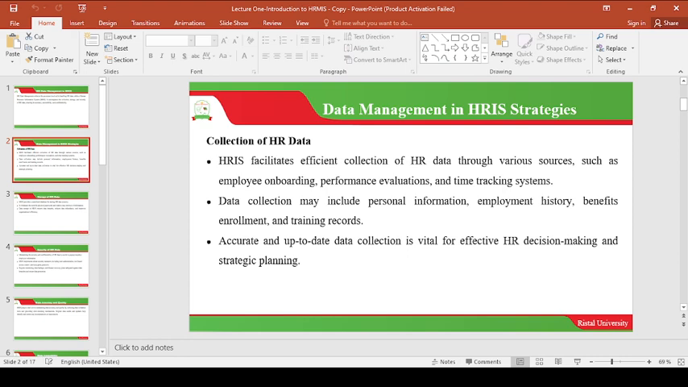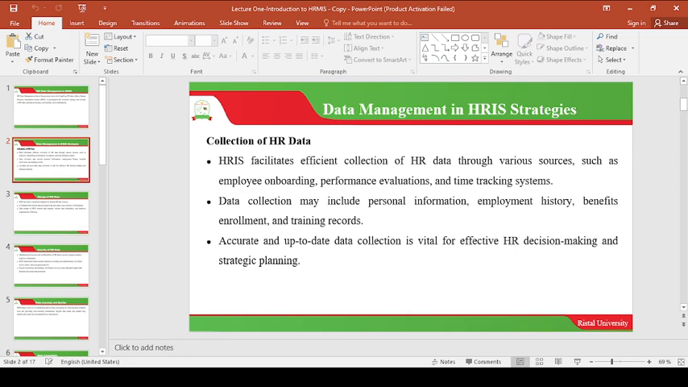The next thing you need to do under collection of data is that data collection may include personal information, employment history, benefits, enrollment, and the training record. So all the benefits in terms of the remuneration or salary package can also be tracked down. And then enrollment in terms of upgrades or studies can also be tracked, and then training records. If the employee has ever received any training or not, all those records can be found in the human resource information system.